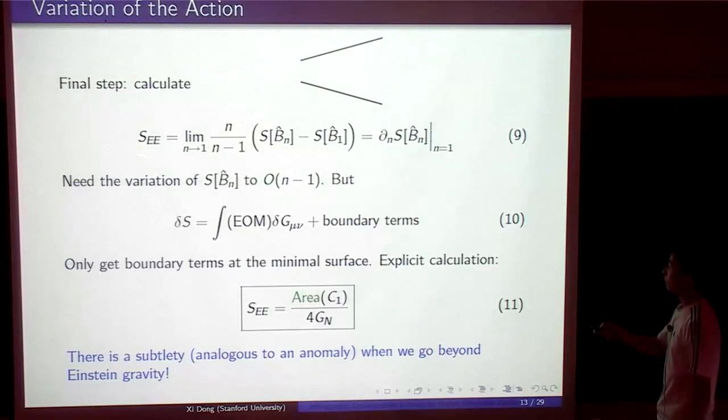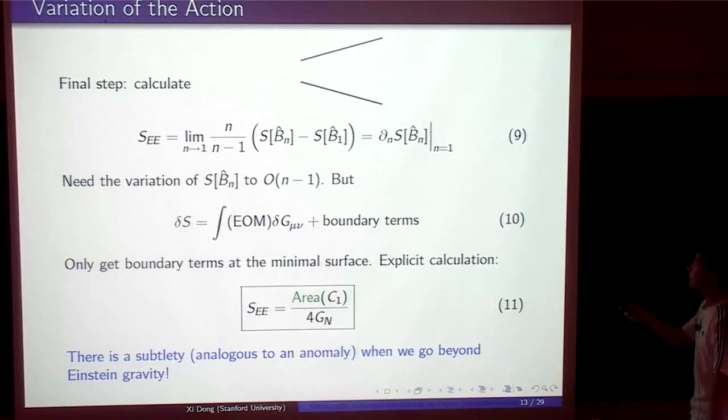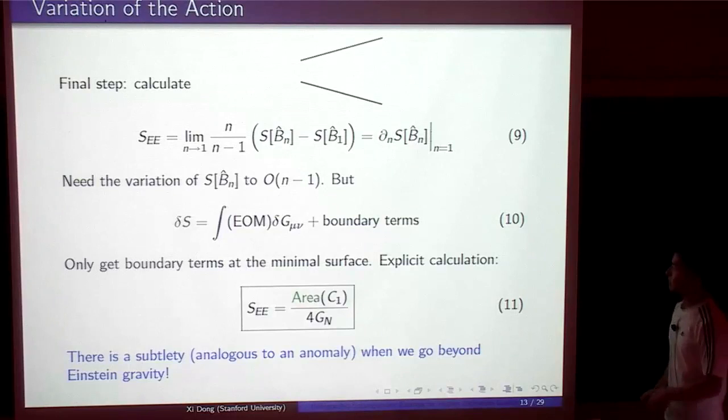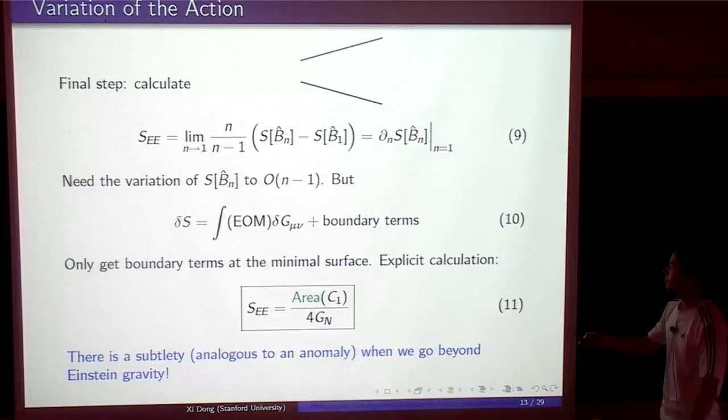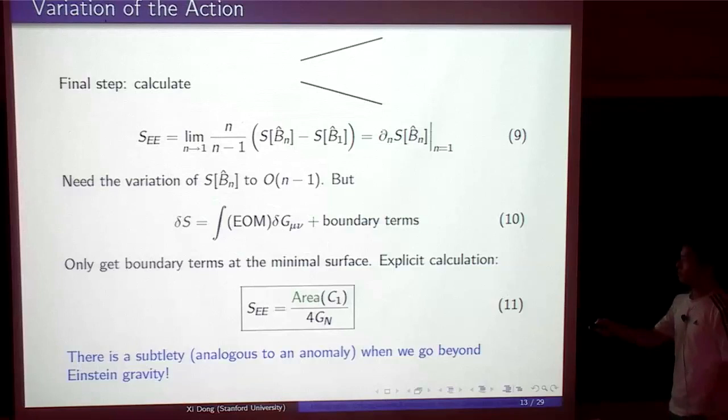We can compute the entanglement entropy by simply taking the on-shell action of the orbifold, expanding to linear order in n minus 1, and extracting the coefficient. This is particularly easy because the variation of this on-shell action to linear order in n minus 1 is mostly proportional to the equation of motion. If we do a first variation of the action, we get mostly the equation of motion in the bulk, plus boundary terms. But the equation of motion is satisfied at n equals 1.